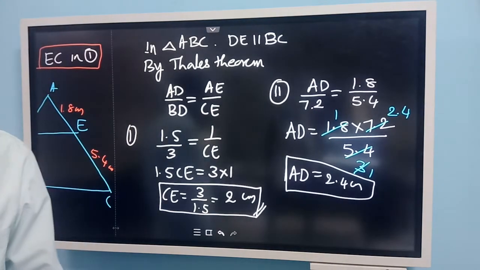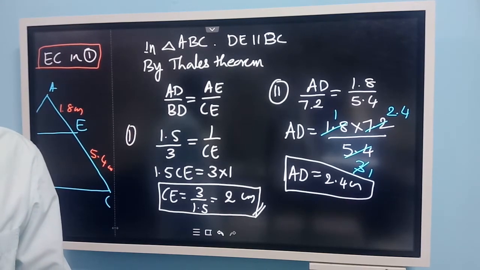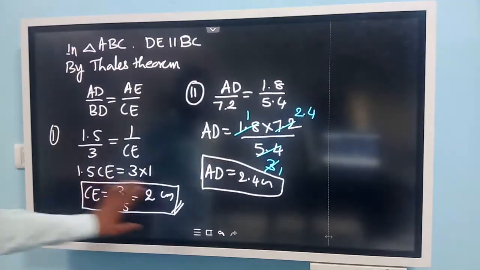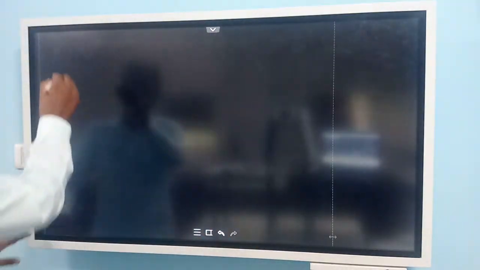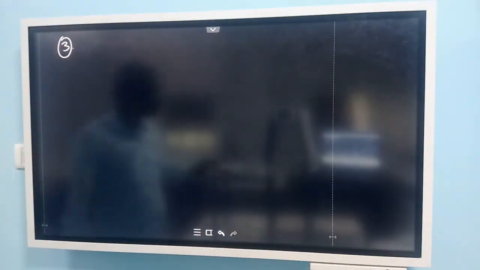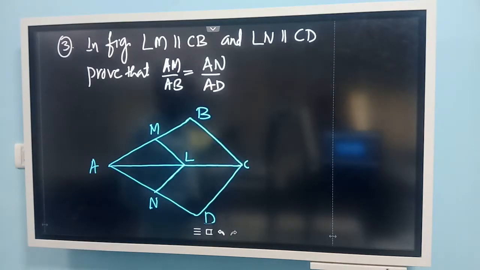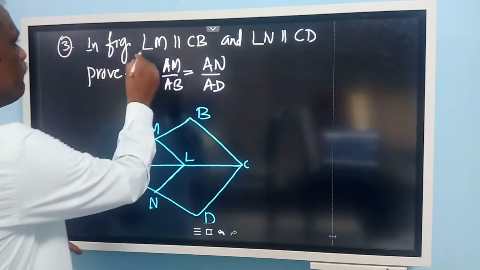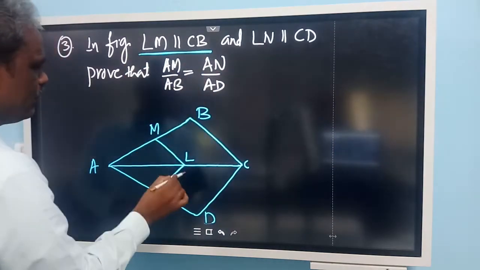Second main questions are almost similar to this first main only. Let us go to the third question now in this exercise. Third question. Look at this question. So here in this question they have given LM parallel to CB. Line LM parallel to CB.